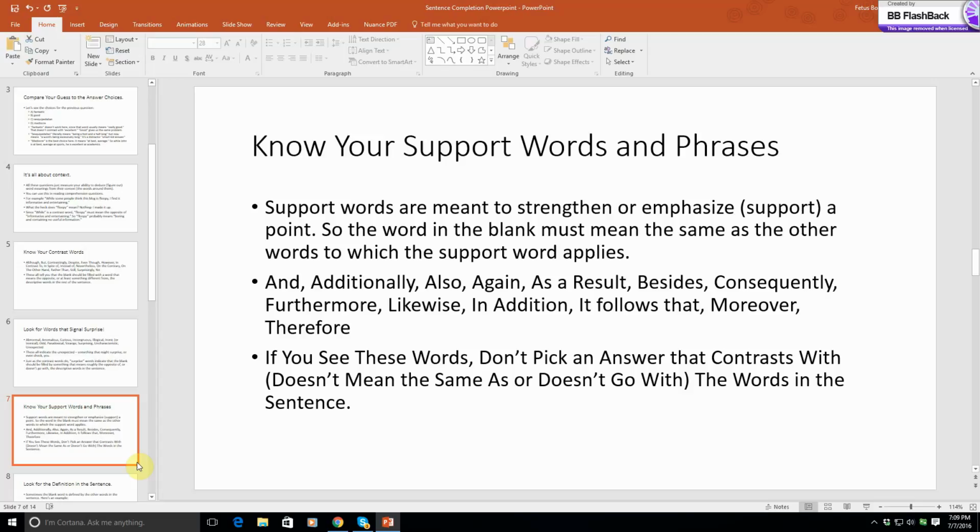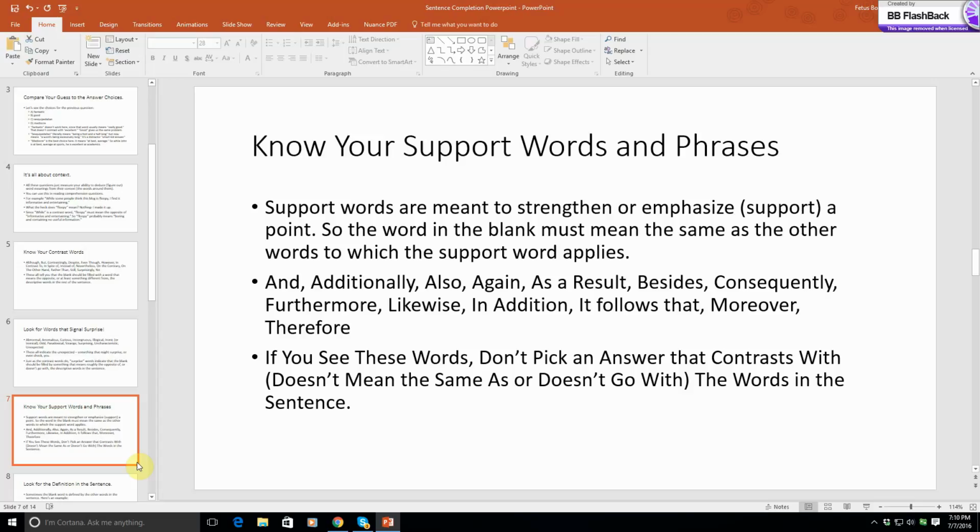Hey, cause and effect. I dropped something in water, so it got wet. That makes sense. I dropped it in water, so paradoxically it became dry. Well, you're saying, what kind of sci-fi world are you living in? So, besides, consequently, that's a fancy way of saying as a result. Furthermore, even more of this stuff happened. Likewise, in addition, it follows that, moreover, or therefore. Again, therefore means because of this, other things happened.